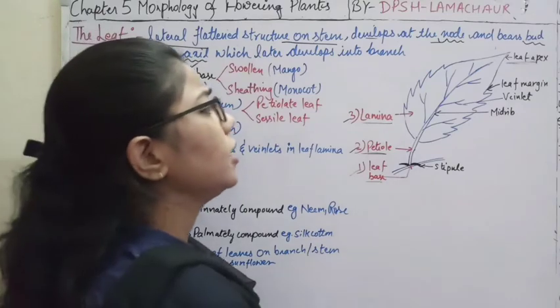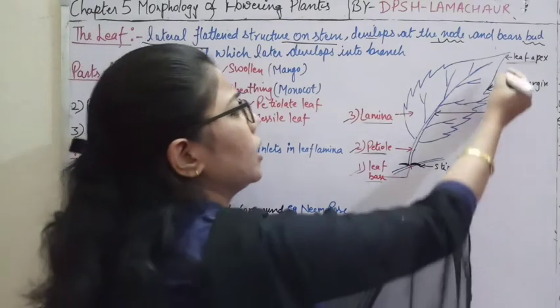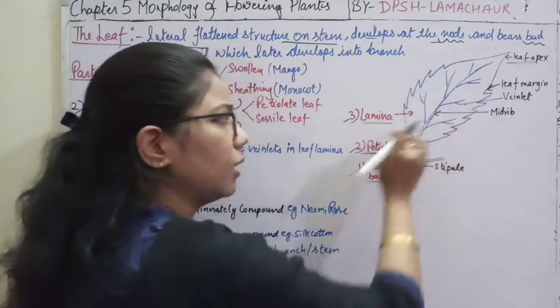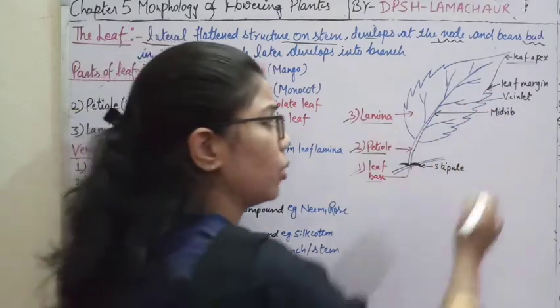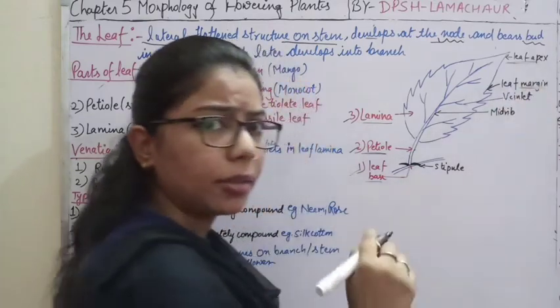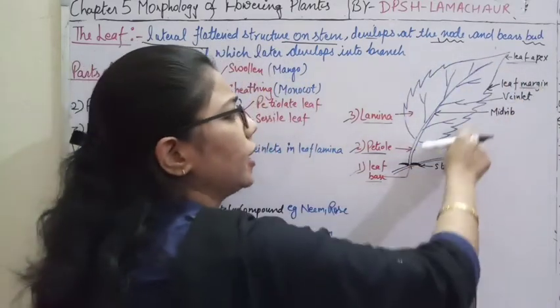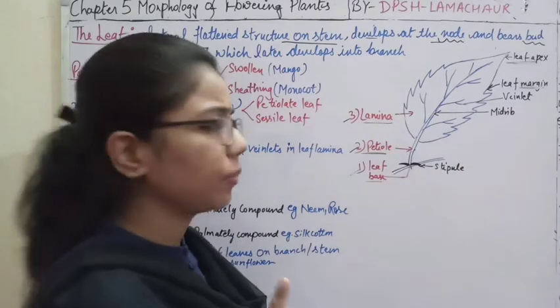And the other thing present here is the whole perimeter of the leaf, which is known as the leaf margin. Margin means everything that is surrounding it, and that is known as the leaf margin. Clear?